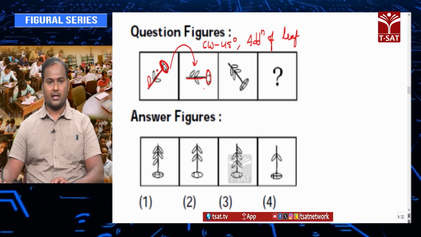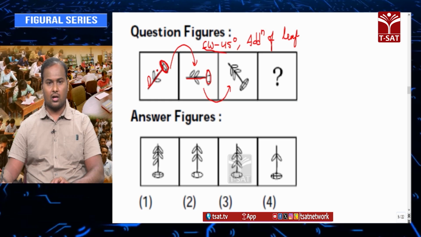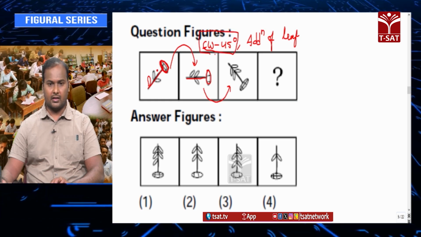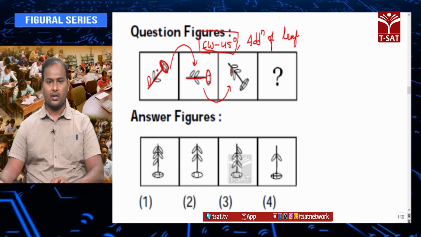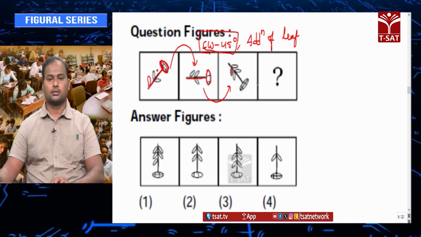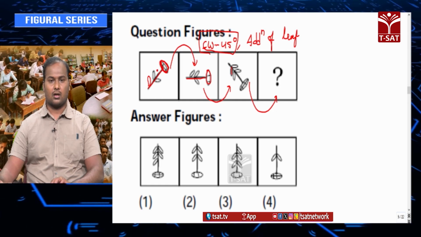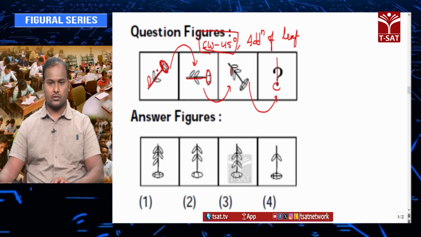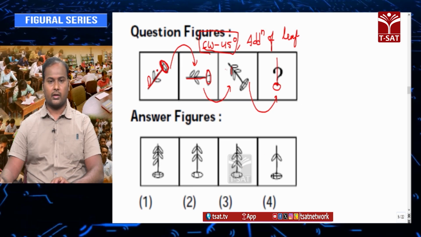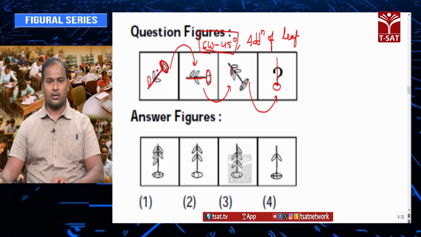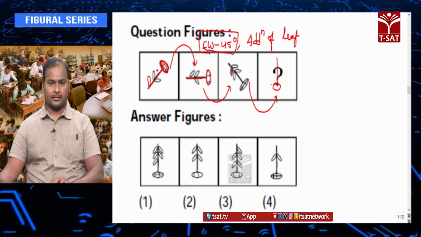Now what is the change I can observe from this figure to the next figure? Here also you can see clockwise rotation by 45 degrees. Yes, correct. And there is an addition of one more leaf to the outside. So this is also correct. Now what is the change I can observe from here to here? That is clockwise 45 degrees, means it will show like this. Again all the figures are like this only. And you can see there is an addition of one more leaf. In total you will get 5 leaves on the outside.